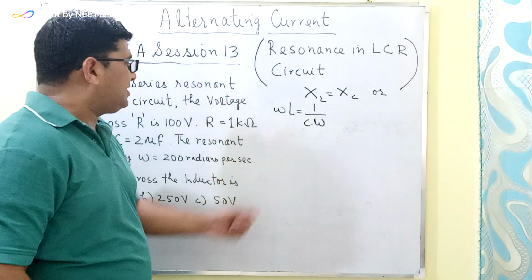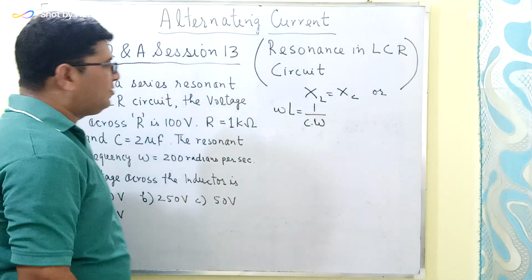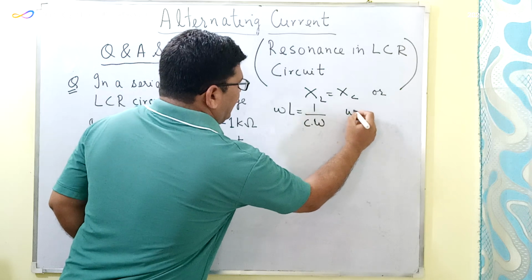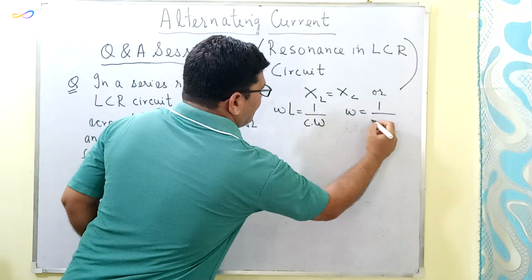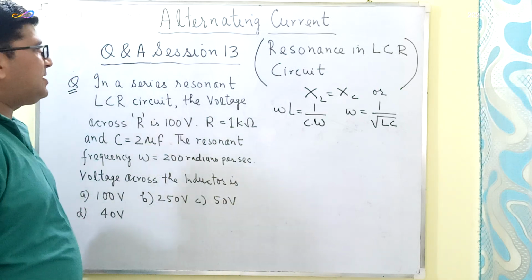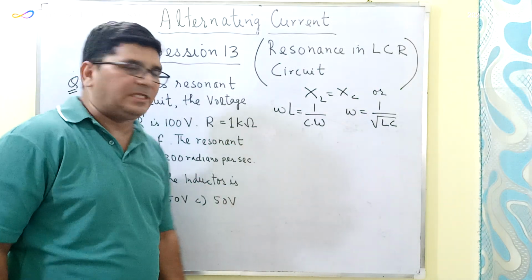this inductive reactance is equal to omega L, and this capacitive reactance is equal to 1 upon C omega. So from this relation we get omega is equal to 1 upon under root LC. So when the LCR circuit is in a state of resonance, then omega is equal to 1 upon under root LC.